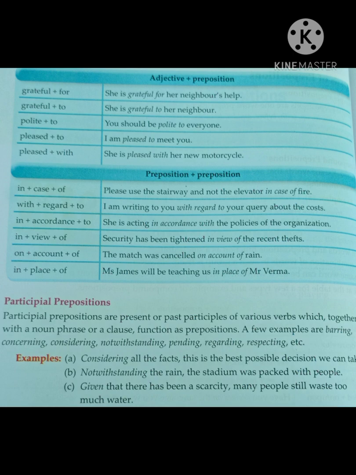Participle prepositions are present or past participles of various verbs which, together with a noun, phrase or clause, function as prepositions. A few examples are bearing, concerning, considering, notwithstanding, pending, regarding, respecting, excepting. Let's take a few examples of participle prepositions. For example, considering all the facts, this is the best possible decision we can take. Notwithstanding the rain, the stadium was packed with people. The third example is, given that there has been a scarcity, many people still waste too much water. So a participle preposition is used before the subject, and the sentence will start with the participle preposition. In all three examples we observe this.